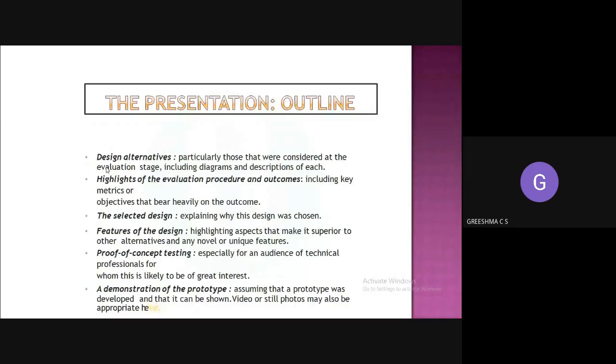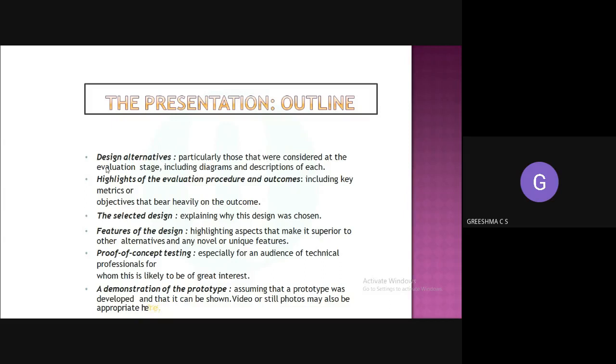Next one is highlights of evaluation procedure and outcomes. It includes the key metrics or objectives that bear heavily on the outcomes. From the title you can understand what it is: you should highlight the evaluation procedure and outcome of your design. The key objectives and outcomes should be projected or highlighted in your presentation. The key objective and the outcome, the result, should be very well projected.